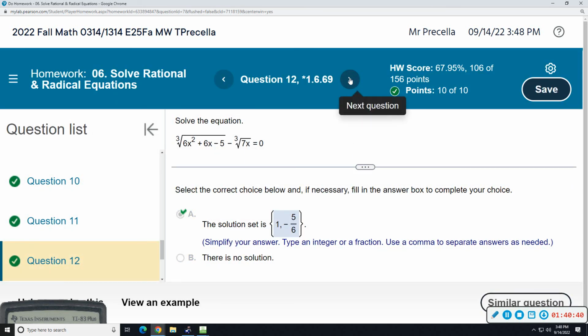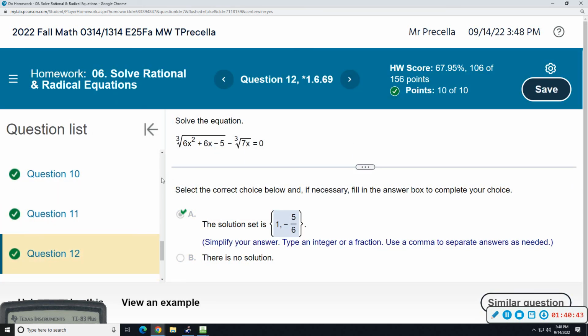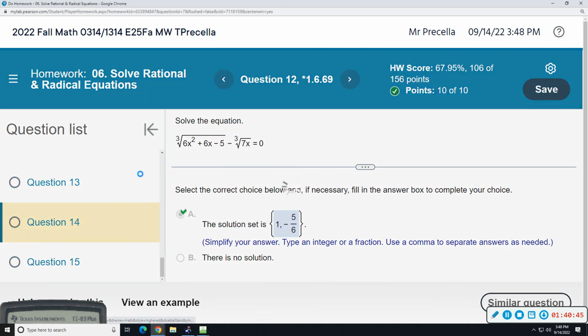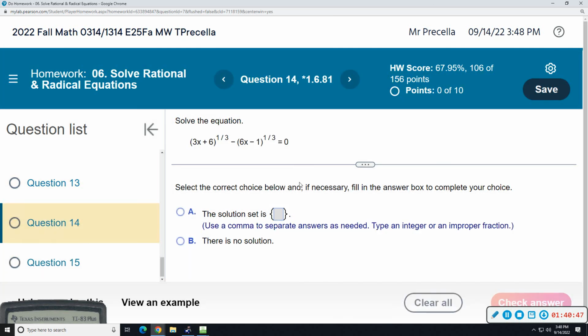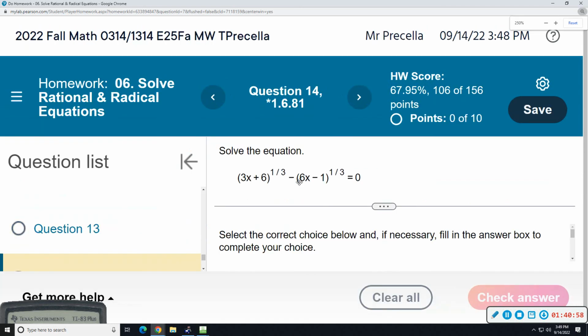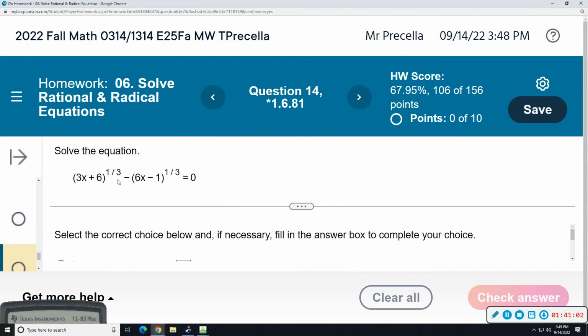Number 14, and I'll do this one. Oh, goodness. Number 14 looks, I don't even see any radicals. What is that? Look at those exponents. Blow that up, Tony. What have we got there? Have we seen those before? There's no square root or cube root, but there are these bizarre fractional exponents.